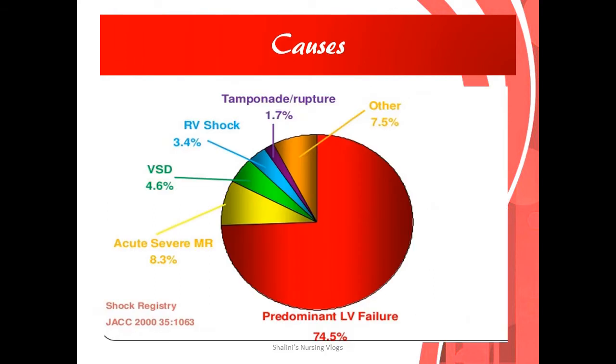So what are the causes? This is according to the shock registry. It says that predominantly it is left ventricular failure, almost 74.5%. Then, as I have already discussed, mitral regurgitation is 8.3%. There can be ventricular septal defects, which can be 4.6%. Left ventricular shock 3.4%, tamponade rupture 1.7%. There can be other causes also, which is almost 7.5%.